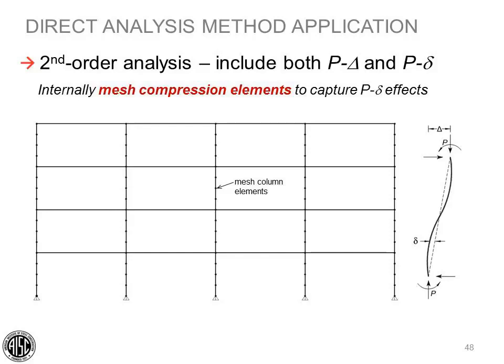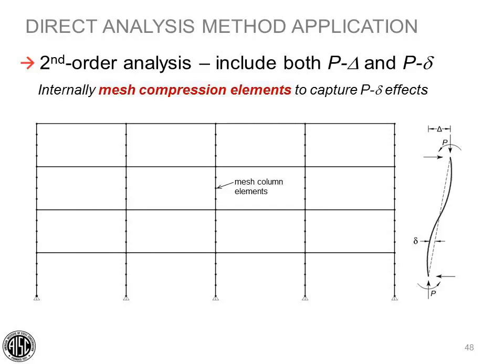You'll need to know how your software addresses P big delta and P little delta. For many software packages, you'll need to mesh the compression elements into smaller segments in order to accurately capture the true P little delta effects. The number of segments you need to mesh these members into depends on several factors, including how your software handles P delta and the magnitude of the secondary effects. I like to mesh the compression elements into 4 segments.